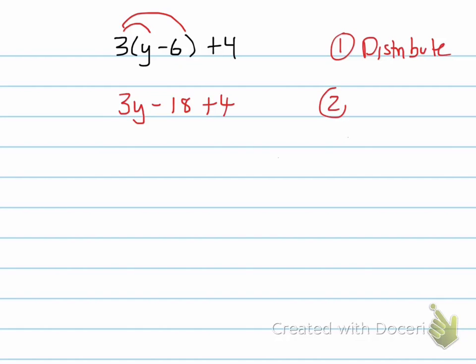Now, the second step would be combine like terms. Alright, so it'll be 3y minus 18 plus 4. So that'll be a minus 14. I'll pause here. Okay, so that'll be how you solve it. This is my answer.